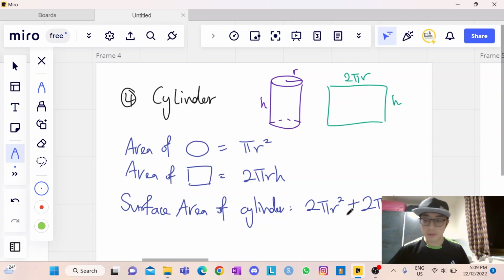So this is the fun of math. You don't need to memorize a lot of formulas, actually. So this is how you get the surface area of a cylinder: 2 pi r squared plus 2 pi r h.